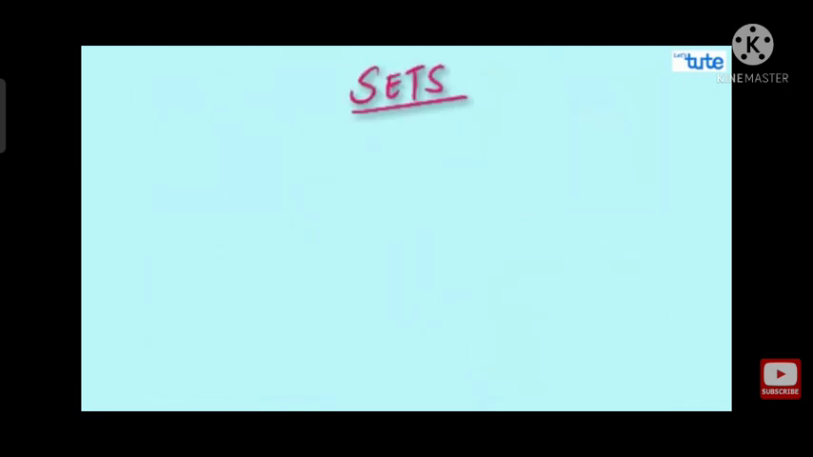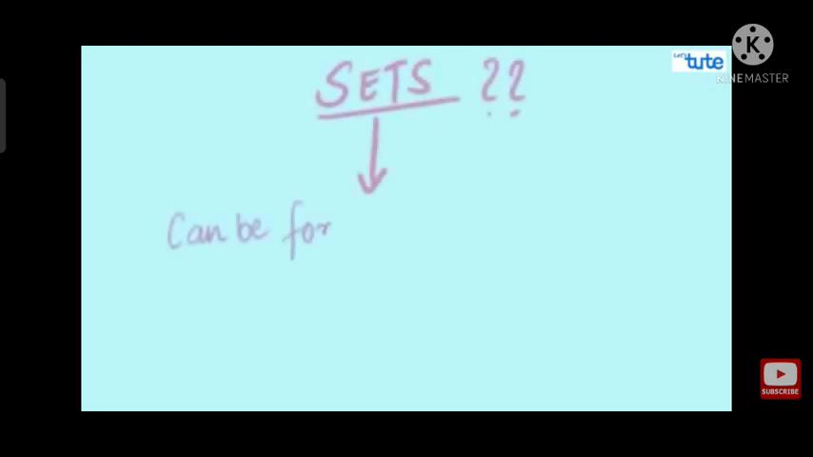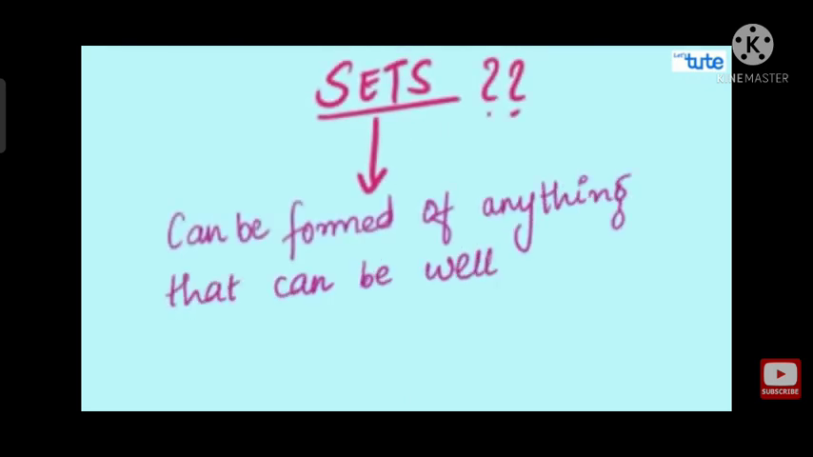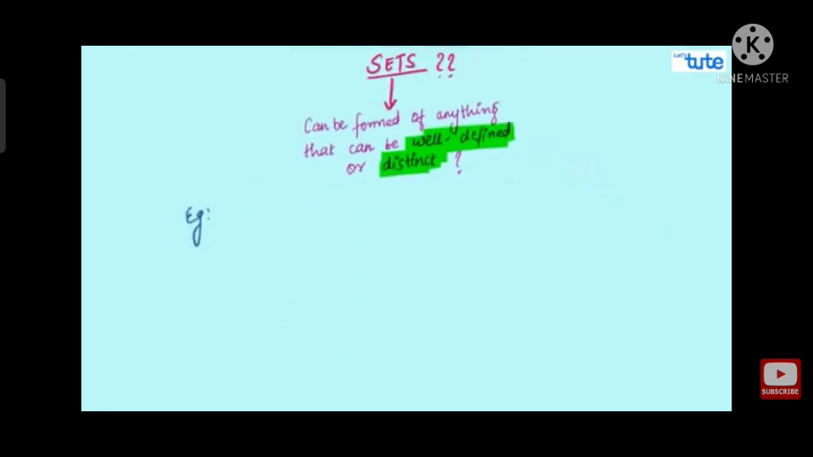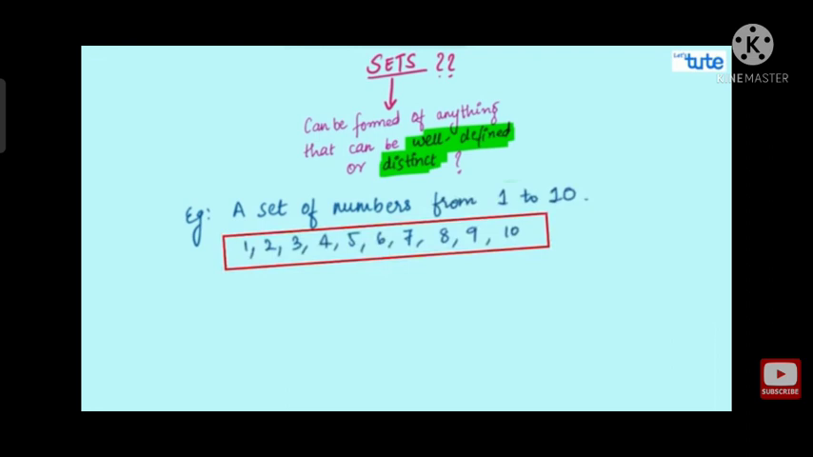Sets. But what exactly is a set? A set can be formed of anything that can be well defined or distinct. Now, let's see what we mean by well defined or distinct. Let's take an example: a set of numbers from 1 to 10. This is well defined. You can list all these numbers, right? So, this can be a set.